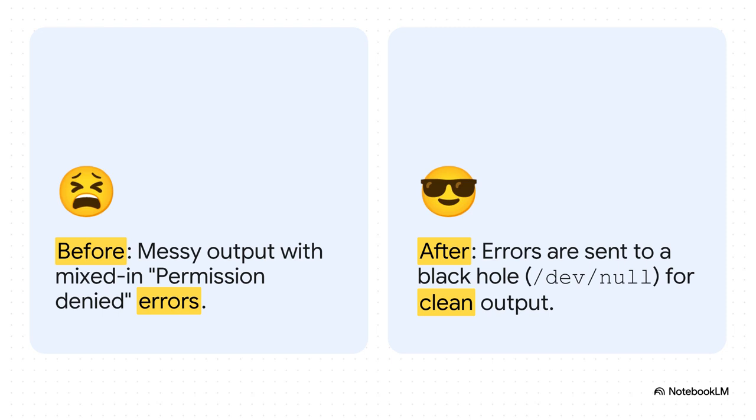2> /dev/null. What this does is it tells file descriptor 2, remember, that's standard error, to send all its data not to our screen, but to the special place called /dev/null. And /dev/null is basically a black hole. Anything you send there is just gone. And just like that, poof, the errors vanish, leaving us with nothing but clean, useful output.